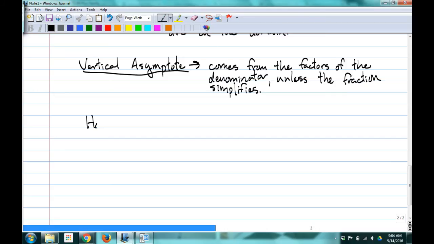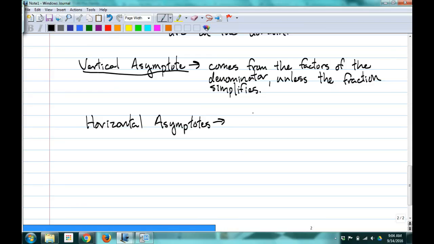The horizontal asymptotes have some conditions. Now, when I say degree, what am I talking about? It's the highest exponent. The degree of the numerator is the highest exponent in the numerator. The degree of the denominator is the highest exponent on the denominator.